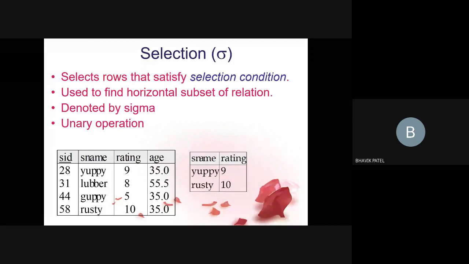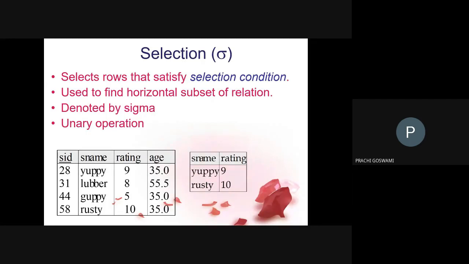Pi SID, comma, age. Age. Bracket sigma, no, bracket sigma, age is equal to 35, bracket S2. Very nice. Wonderful. So this is the right answer.